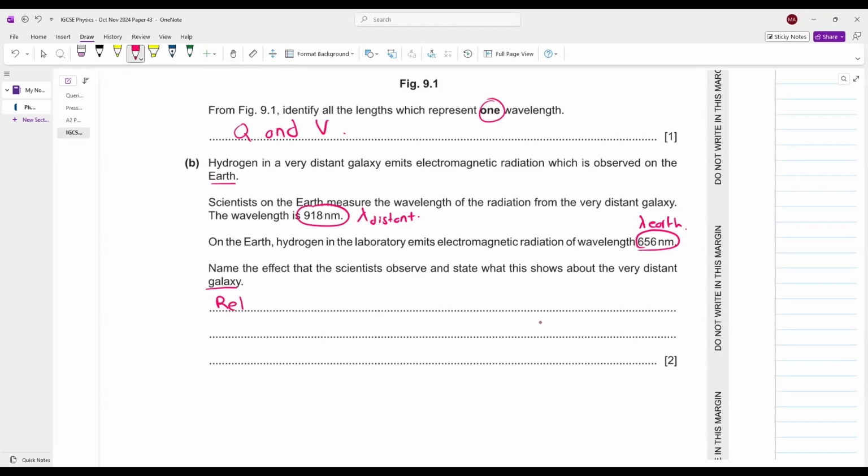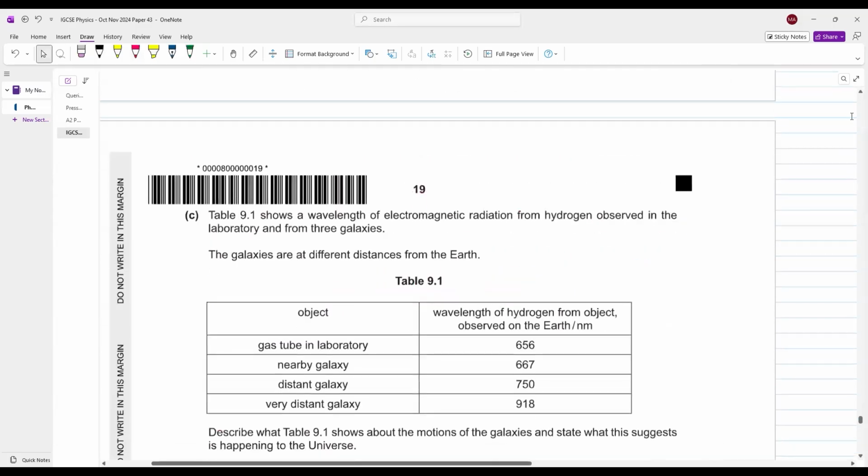The effect that the scientists are observing is redshift. What is happening with the galaxy? The galaxy is moving away from Earth. Simple. Let's further move ahead. आगे देखते हैं क्या लिखा हुआ है.